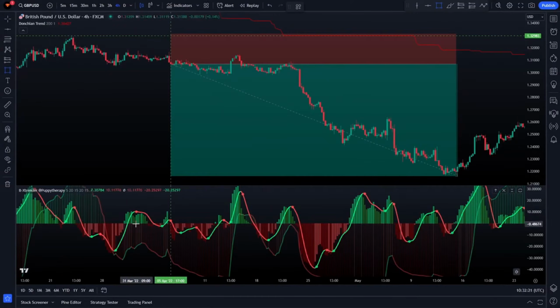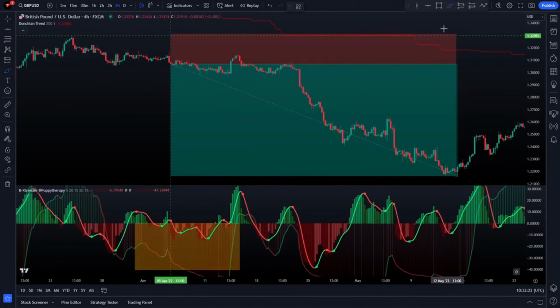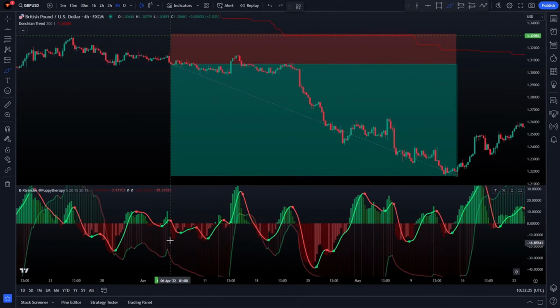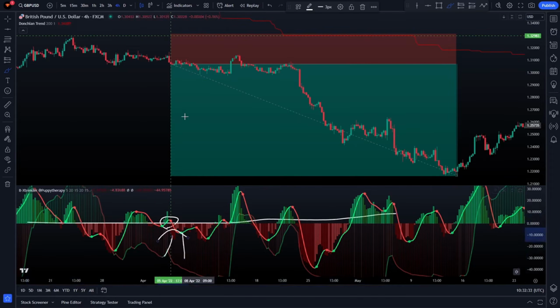In this example, the BX Trender trend histogram is red, and the BX Trender oscillator histogram also is red. In the meanwhile, the red dots appear, and the red dots also appear above the zero horizontal line, and the prices are also below the Donchian trend. So we enter our short trade.